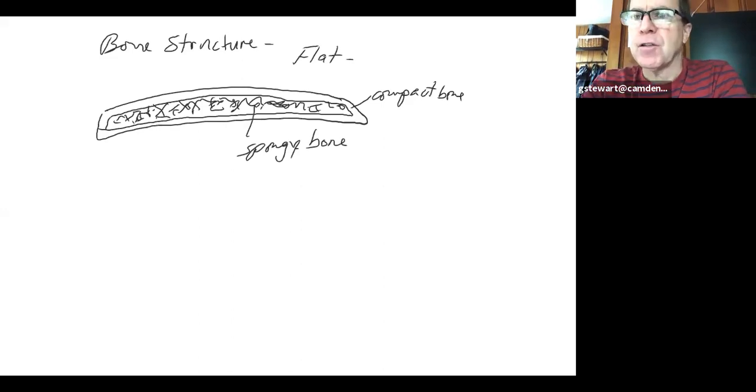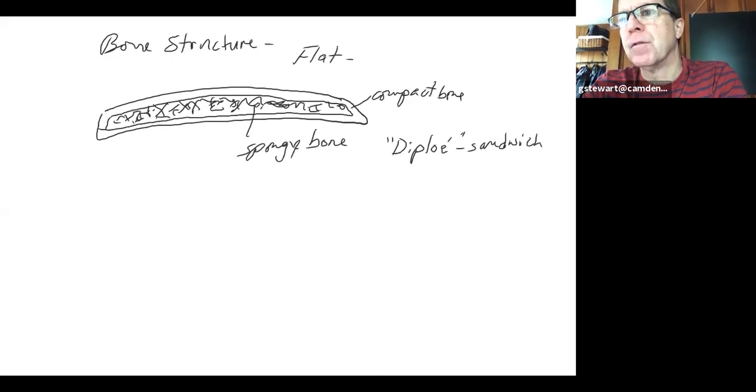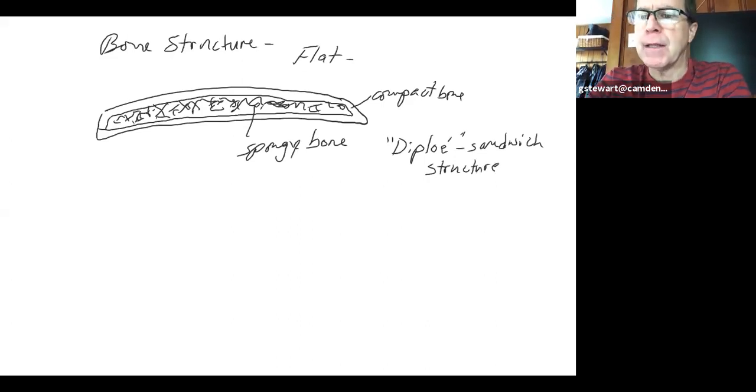And this has a sort of sandwich appearance, and that has a name. I believe it's French in derivation. This term, diploe, refers to the sandwich structure of a typical flat bone. And all it means is compact bone around the outside and spongy bone on the inside.